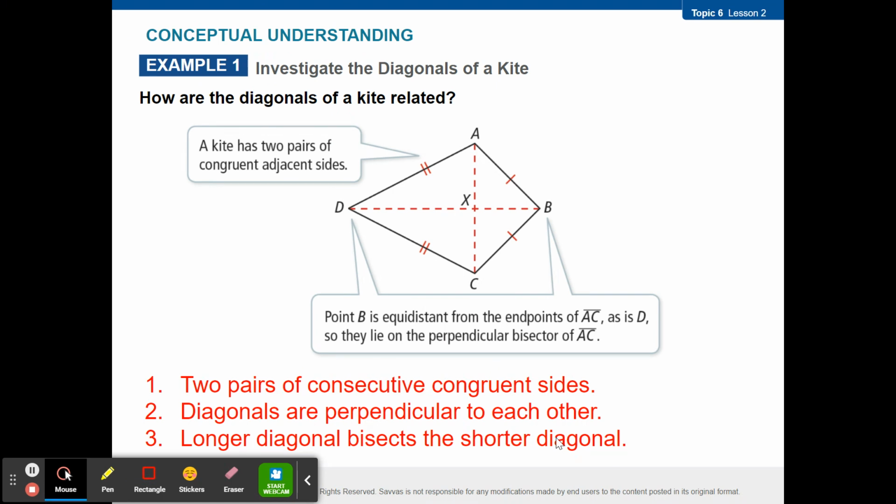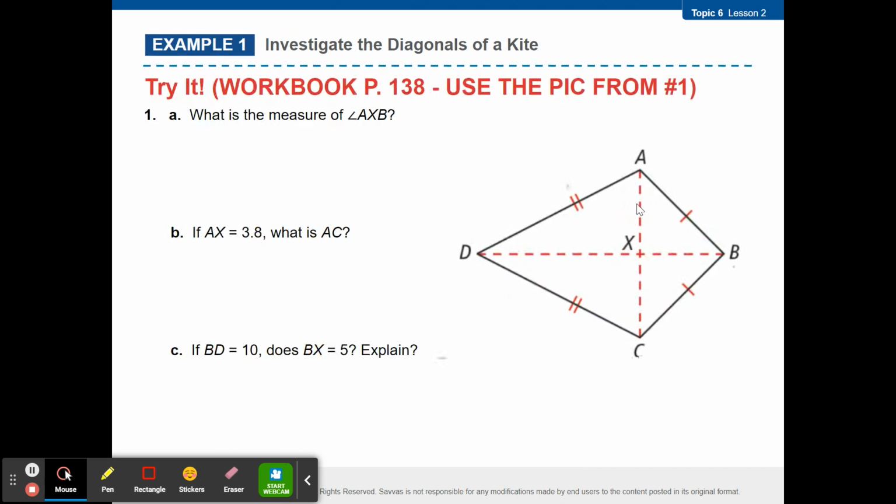Parallelograms are a little different, though. Okay. So head to our workbook, page 138. This is the picture from number 1. I would copy this picture down so that when you reference your notes a little later, you at least know what all this is talking about. So I'll give you a minute. I want you to try these two out, or these three, sorry.